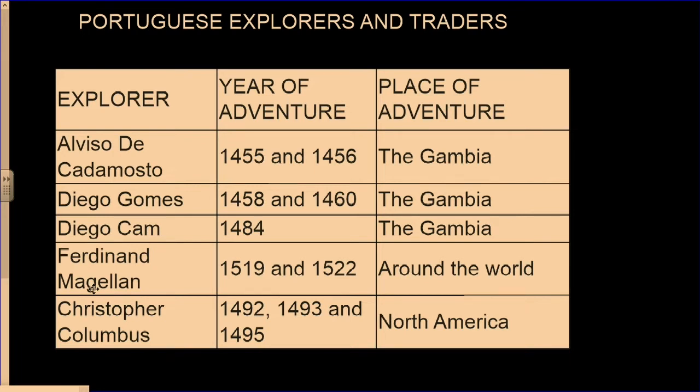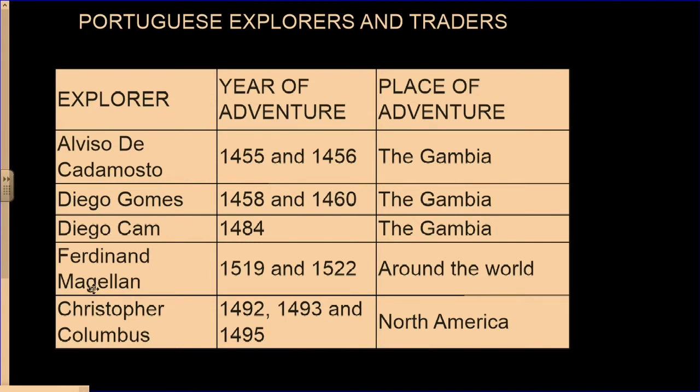We have the likes of Diego Gomez. Diego Gomez came in 1458 and 1460. And the place of adventure was the Gambia. We also have Diogo Cão, who came in 1484. And the place of adventure, again, the Gambia.